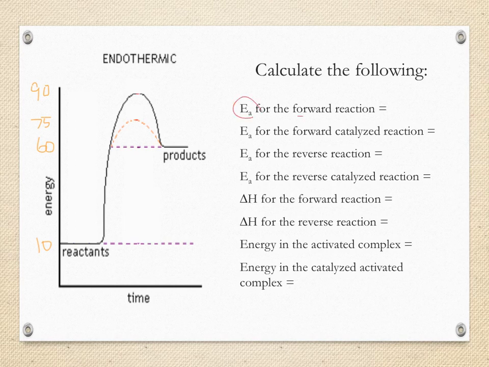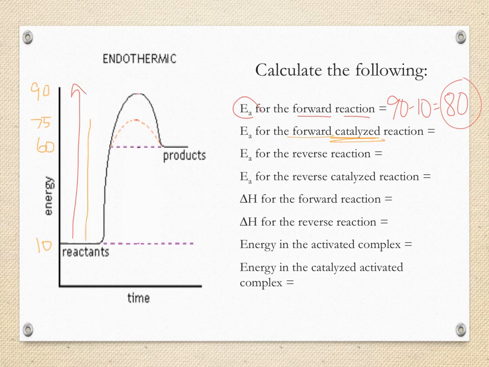Activation energy for the forward reaction. That means starting at the beginning, going to the highest point of the highest hill. That'll be 90 minus 10, which is 80. Then we have activation energy for the forward catalyzed. By forward, it means start at the beginning. Catalyzed means go to the highest point of the catalyzed hill. That'll be 75 minus 10, which is 65. Then we have activation energy for the reverse. So starting at the end, going to the highest point of the highest hill, that'll be 90 minus 60, which is 30.